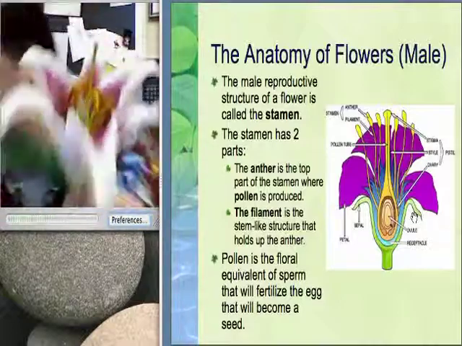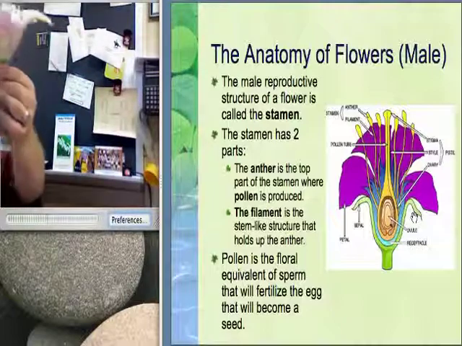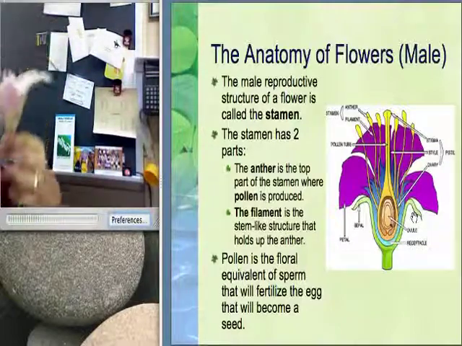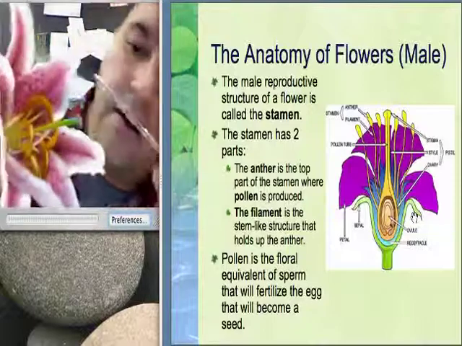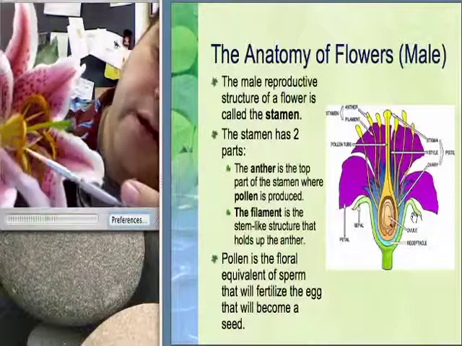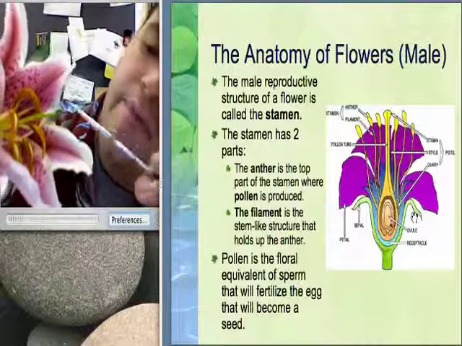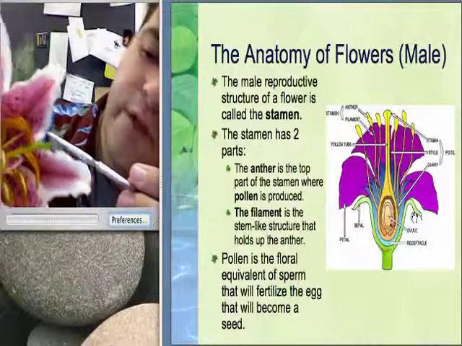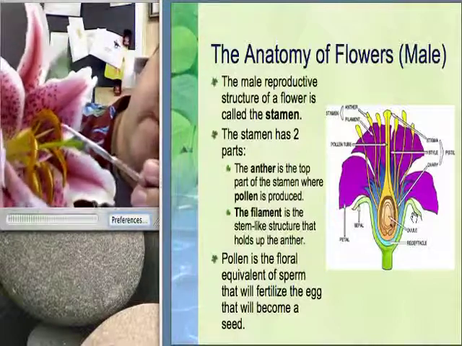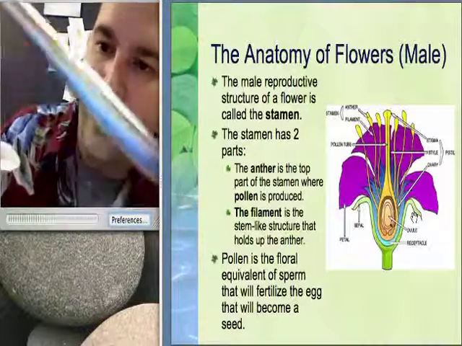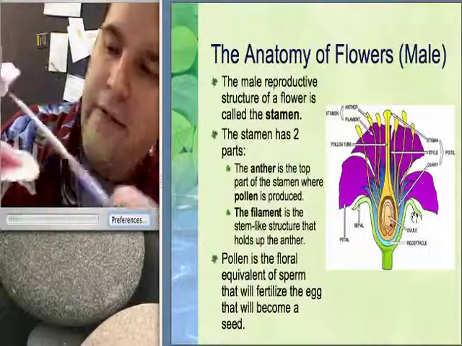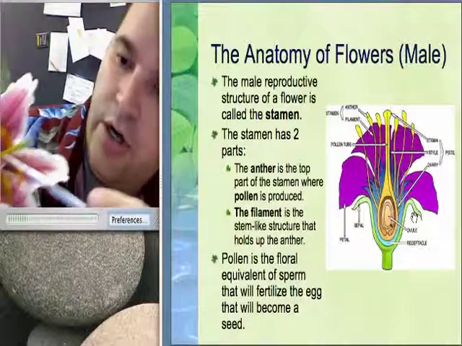The stamen, let me grab a little pointer here so I can make this easier for all of us to see. The stamen are located here, those big long things there. But they are divided into two parts. The anther, which is this big bulky thing here that has all that yellowish powder on it. See that yellow powder on there that I have? That's pollen. And then it has the filament, which holds it up.